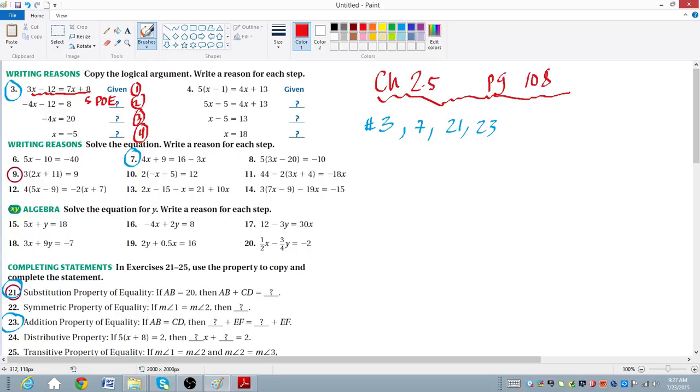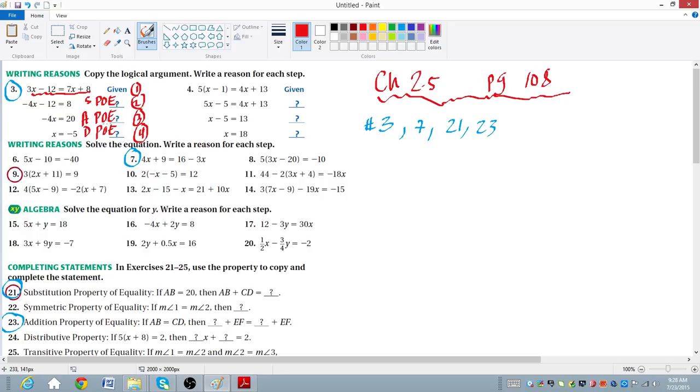And then how do I get from line 2 to line 3? Well, if I look at line 2, I am missing that negative 12. So what happened was I add 12 to both sides to get this. So this is the addition property of equality. And how do I get from line 3 to line 4? Let's see. It seems like I divide by negative 4 to both sides. So this is division property of equality. So that's number 3.